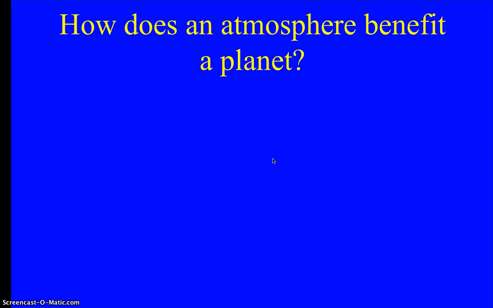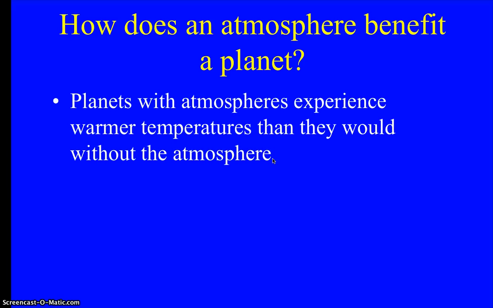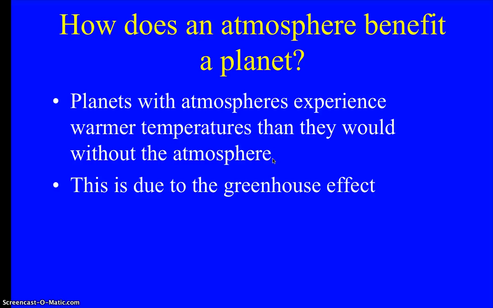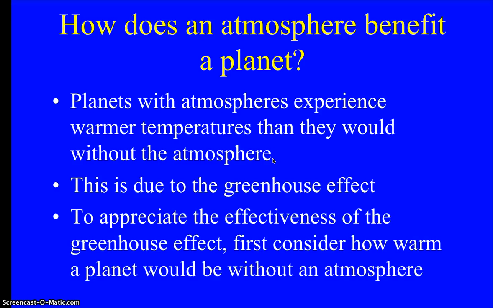So why is an atmosphere good for a planet? Well, some of the things that it does, as we've already said, is it helps keep a planet warm. The planet's warmer with the atmosphere than it would be without, so that's definitely good for it. And that's actually caused by what we call the greenhouse effect. And so if we want to see how the greenhouse effect has been positive for our planet, let's look at how warm a planet would be without an atmosphere.